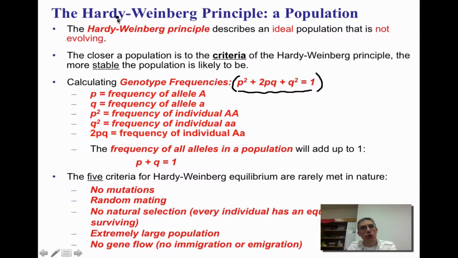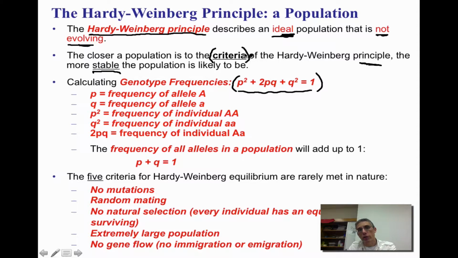Now, sometimes this Hardy-Weinberg equation will be described as the Hardy-Weinberg Principle. The Hardy-Weinberg Principle simply describes an ideal population, so that would be one that is not evolving. What we're going to do is compare the numbers that we get from this equation to what we would consider the ideal population. The closer a population is to the criteria of the Hardy-Weinberg Principle, the more stable the population is likely to be.